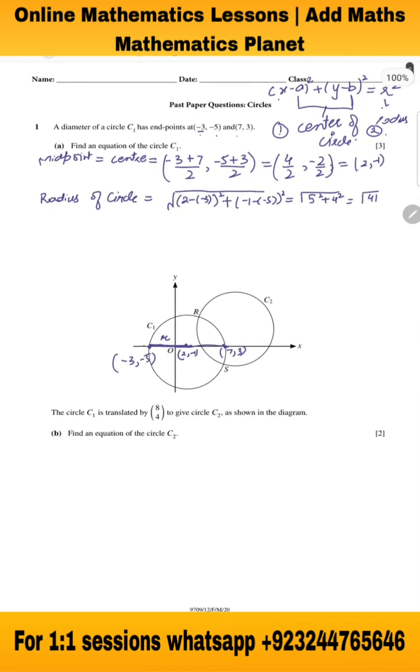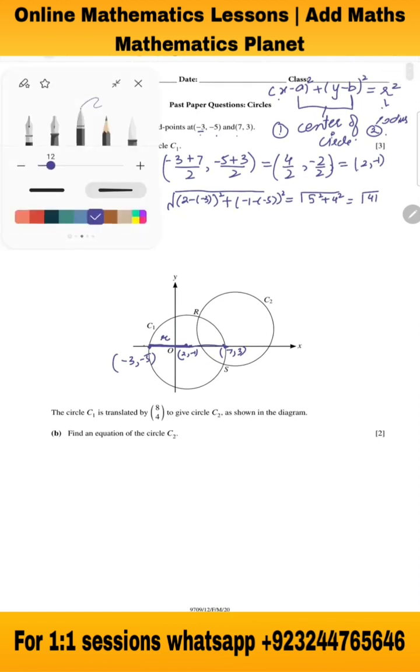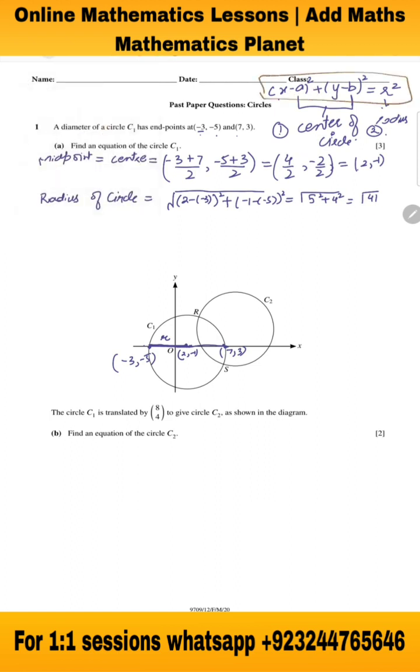Okay, so now we have to find the equation of the circle. This is the equation of the circle: (x minus a) whole square, where a is the center's x-coordinate, which is 2, plus (y minus b) whole square, where b is -1, which is equal to r square. What is r? Square root of 41 square, which is equal to 41. So this is the equation of the circle.